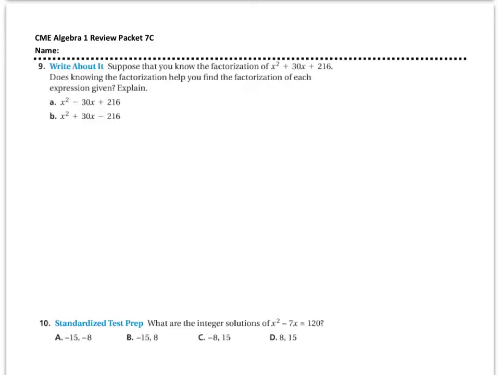Number 9, write about it. Suppose you know the factorization of x squared plus 30x plus 216. Does knowing that factorization help you to find the factorization of each expression given? Explain. Okay, so if you know how to factor x squared plus 30x plus 216, is it helpful to factor A and B, and why? As you know, the sign changes, so that's the thing that you want to look at.